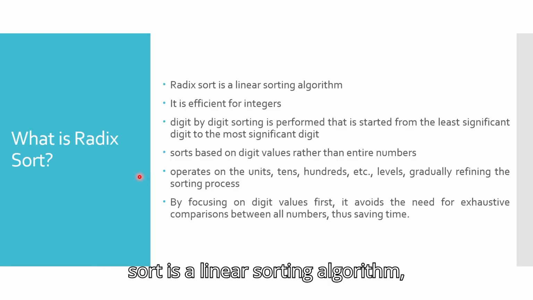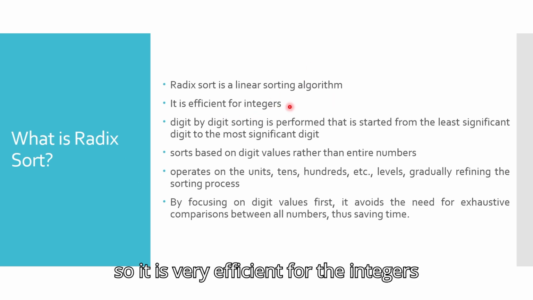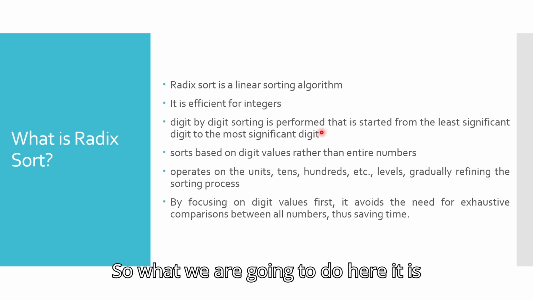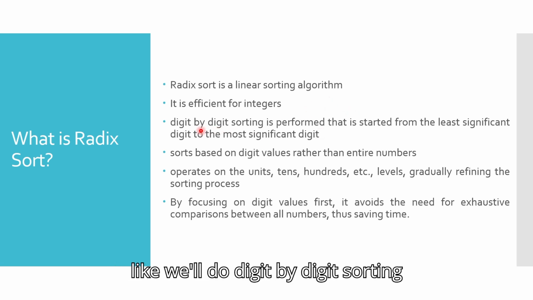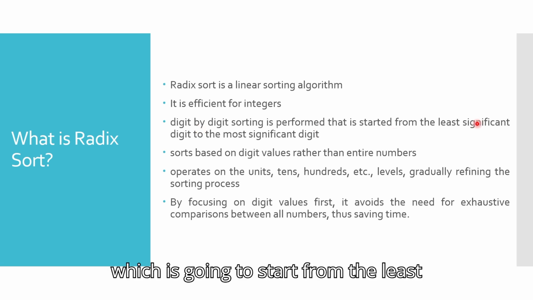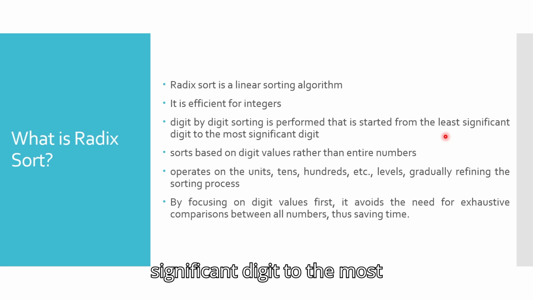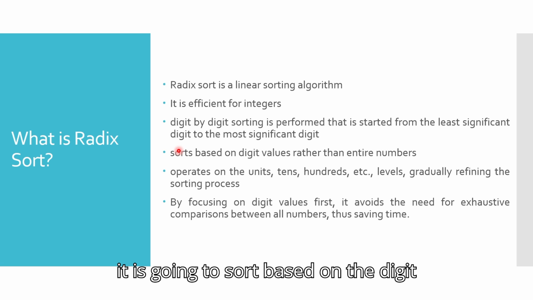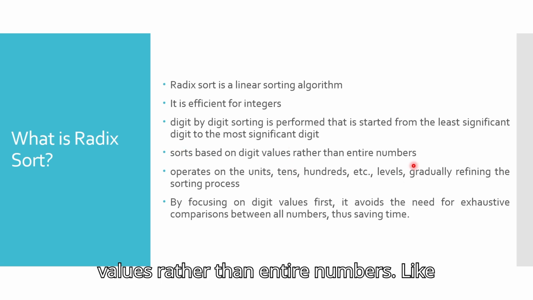Radix Sort is a linear sorting algorithm. It is very efficient for integers, and we can also use it for strings. What we are going to do here is digit by digit sorting, which starts from the least significant digit and goes to the most significant digit. So it is going to sort based on the digit values rather than entire numbers.